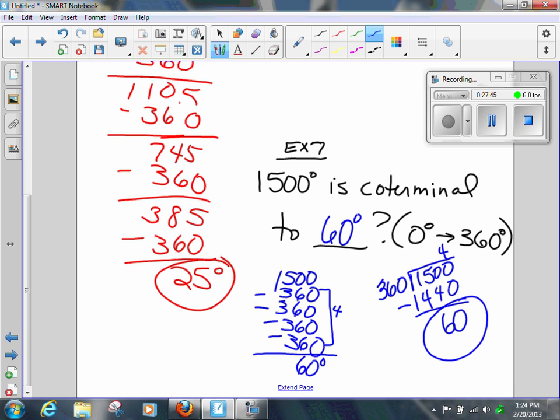60, my remainder will be my coterminal angle. Okay? How many of you had 60 degrees? This is so facile, put that away.